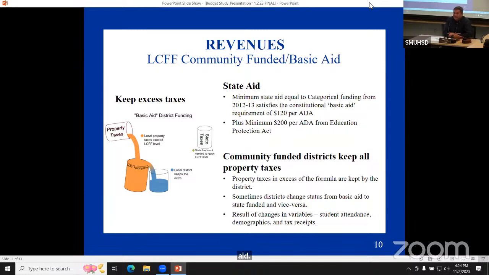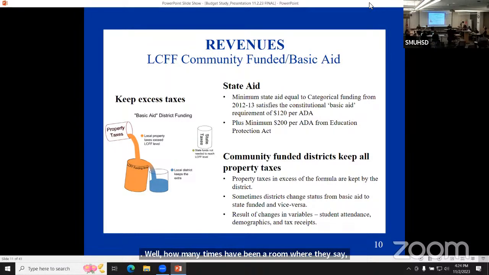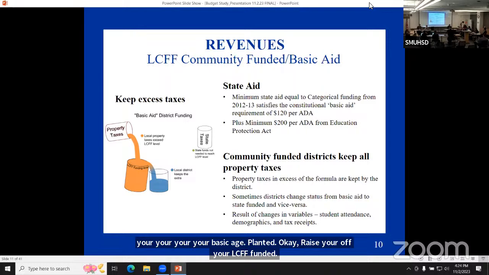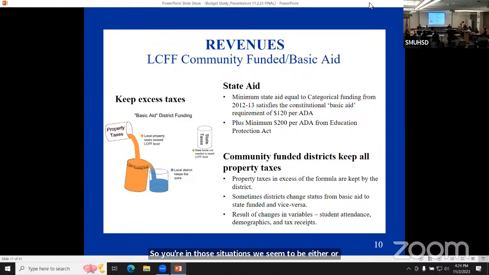Well, how many times have we been in a room where they say, welcome trustees, raise your hand if you're basic aid funded? Okay, raise your hand if you're LCFF funded. So in those situations we seem to be either or. But the term we are is LCFF community funded, or basic aid district. Yes, thank you.